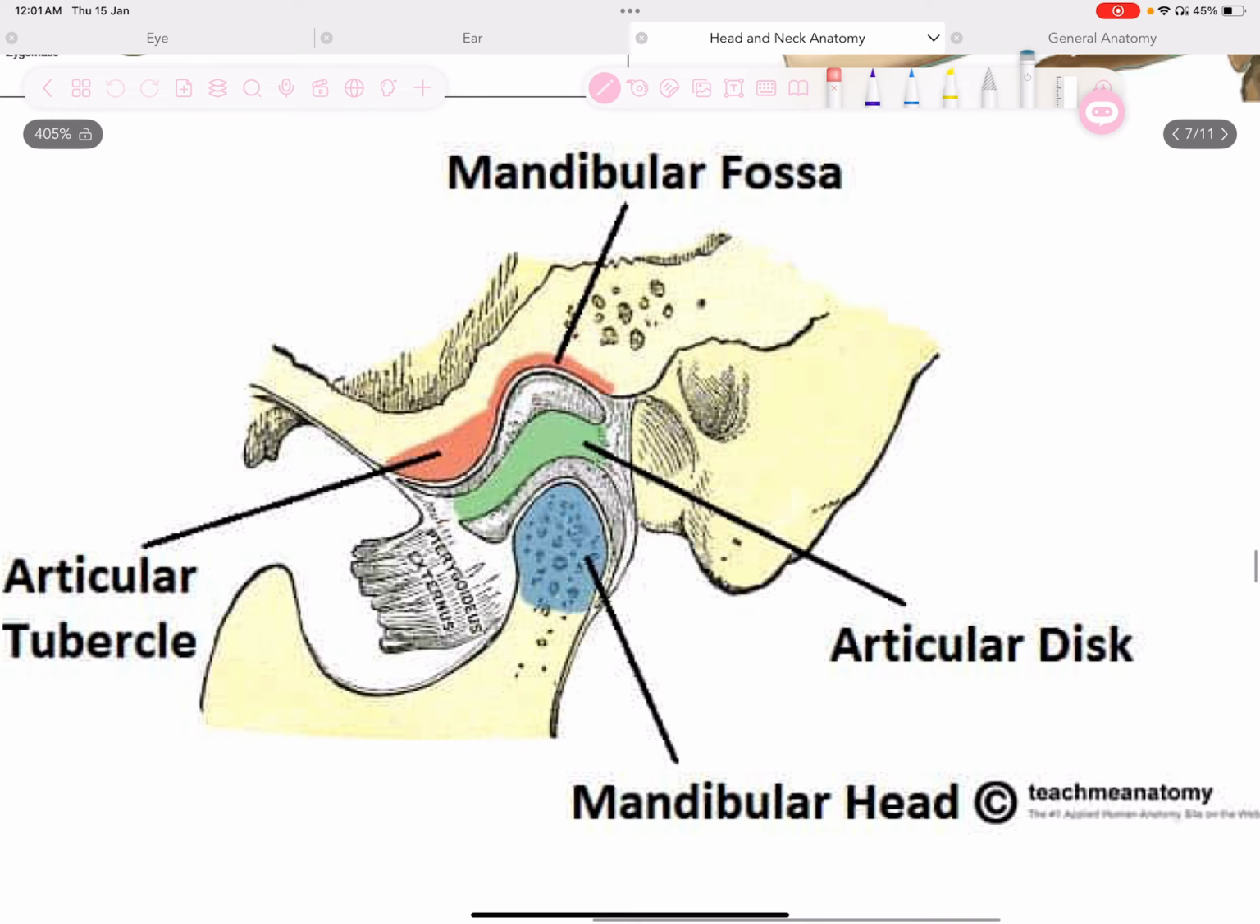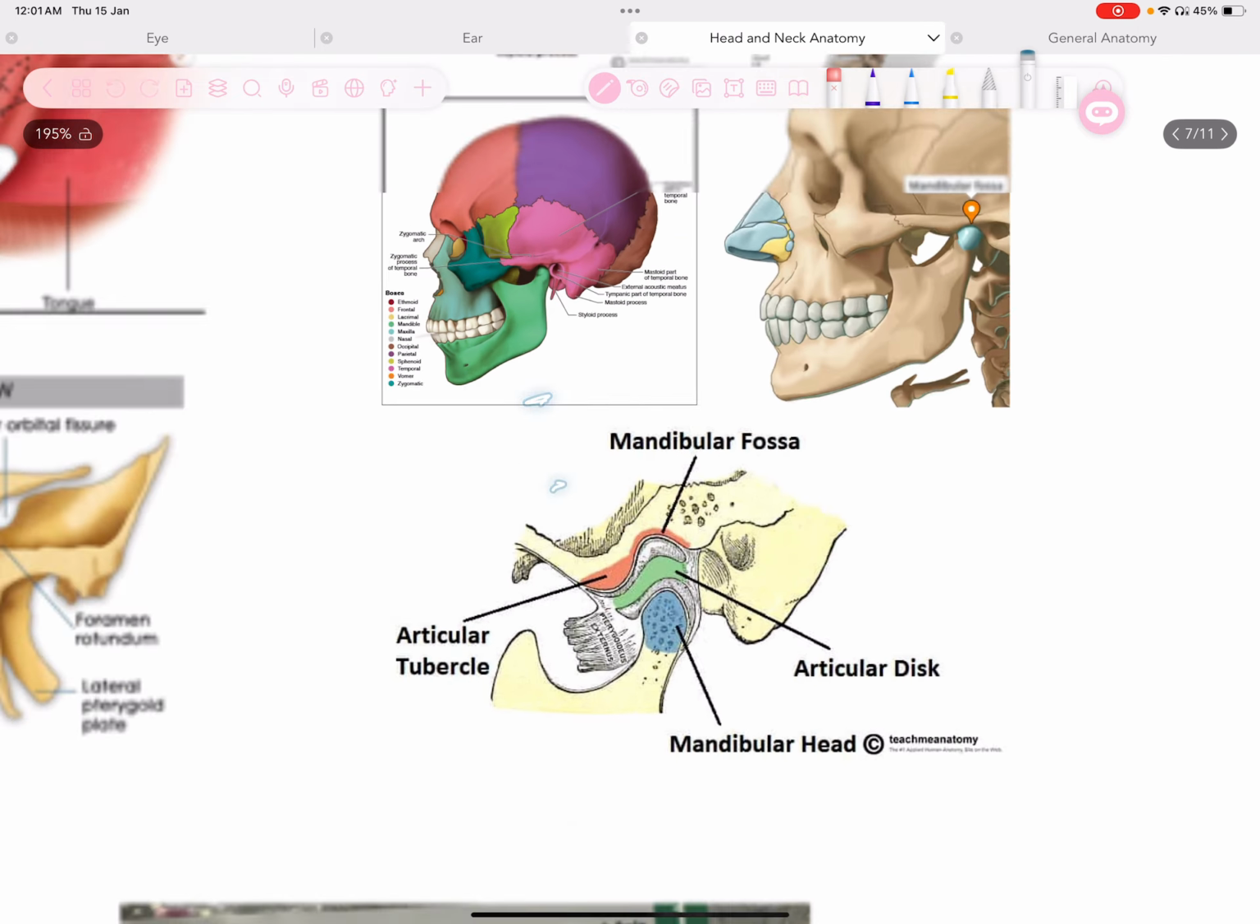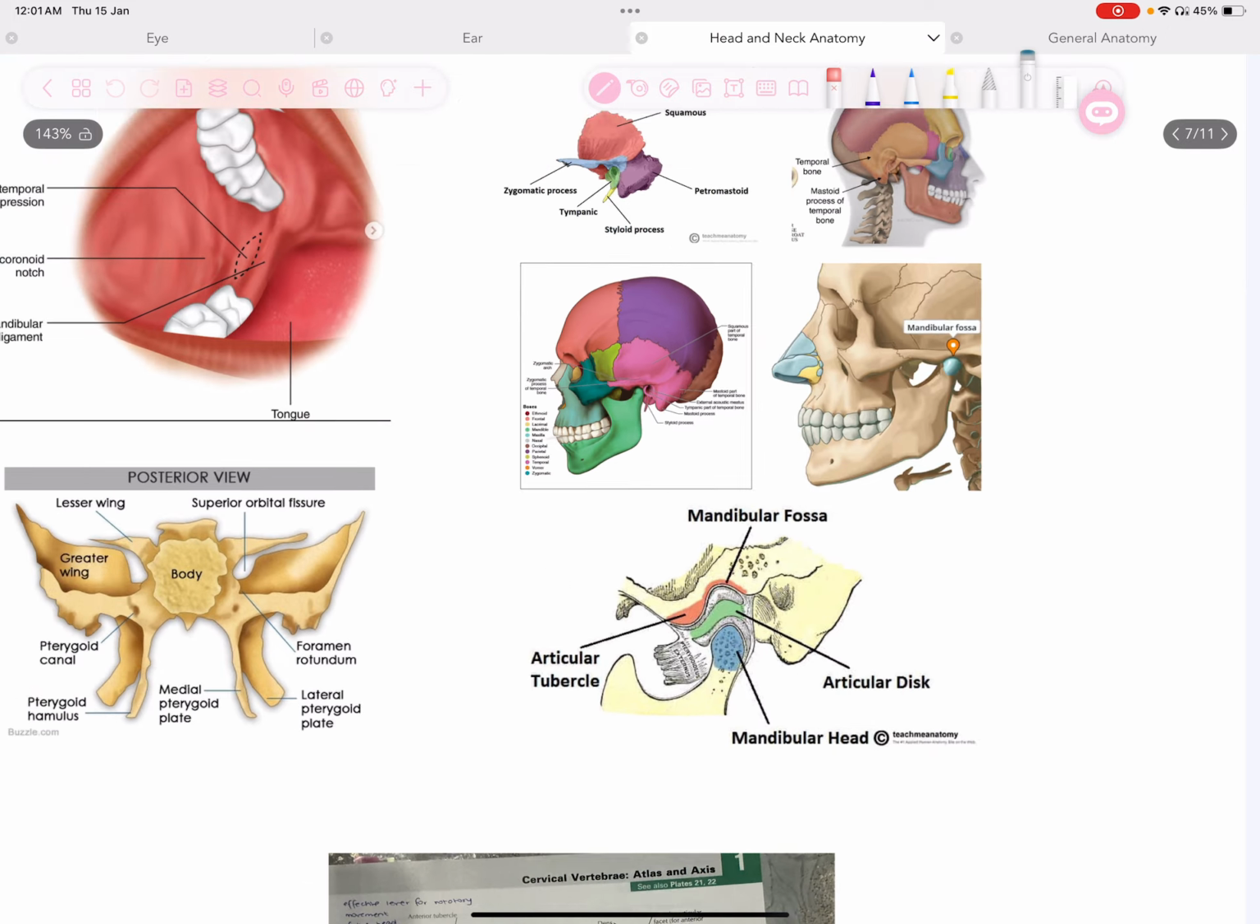So right here again, articular tubercle, mandibular fossa, and then this is the mandibular head or the condylar head, right? And this is the articular disc, which resides between the two articulating surfaces. So what does the articular disc do? It divides this entire synovial cavity of the joint into two parts, a superior and an inferior, an upper and lower part, and it has its own significance, which I'll also let you know. So for now, I hope you know the temporal bone really well.